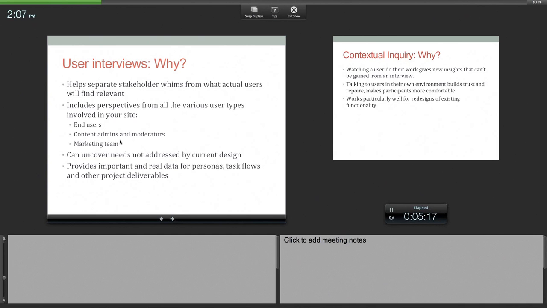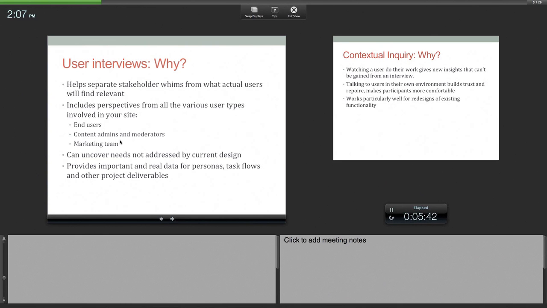This is especially true with content management systems, because so many times you've got people on the marketing team who are updating content day to day to day, and we have to make it very easy for them to add content or they just won't do it. The other thing that's nice about interviews is they give you the ability to uncover needs that aren't being addressed by the current design or the current knowledge of your team.